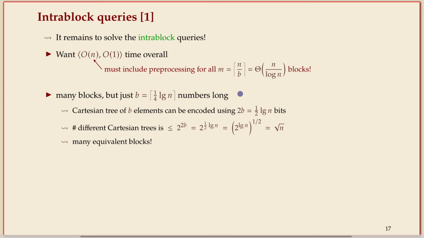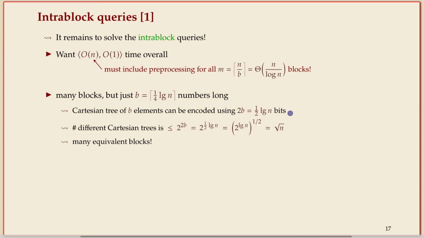If you look at one such block, it only contains log n over 4 numbers. And we've seen that there's not so many Cartesian trees. If I have B elements, there's only roughly 4 to the B different Cartesian trees. There's a few less, but this is an upper bound. So we can use at most 2B bits to encode any Cartesian tree inside the little block.